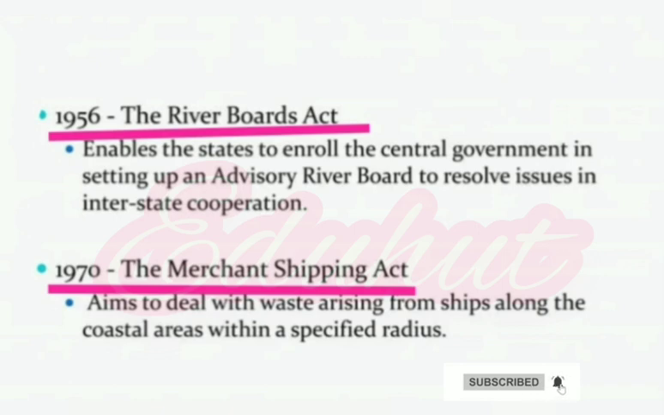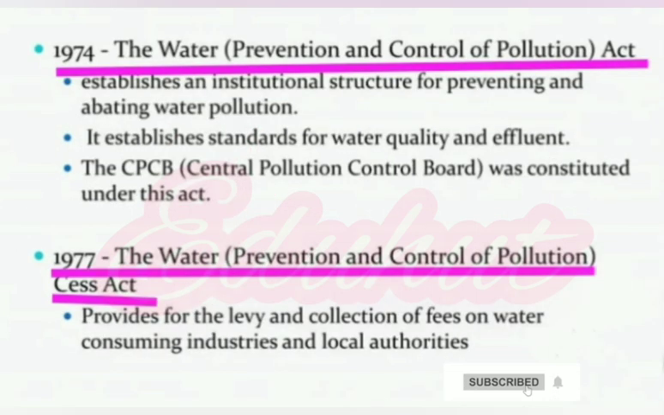1956, the River Boards Act. It enables the states to enroll the central government in setting up an advisory river board to resolve issues in the interstate cooperation. 1970, the Merchant Shipping Act. It aims to deal with the waste arising from ships along the coastal areas within a specified radius.